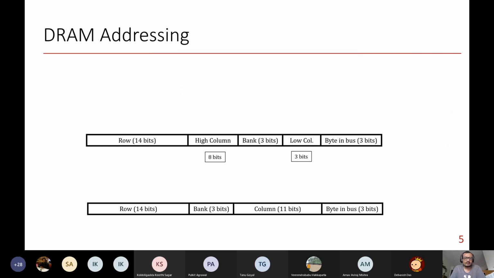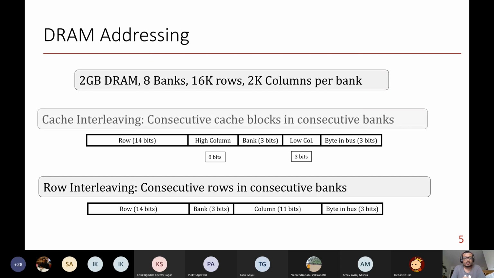Okay. So with that, what I will do is go through the notion of DRAM addressing again at a high level, because this is needed for both performance and security related work. So let me quickly show you what I want to explain here. It's a toy DRAM. Let's say you have a 2 GB DRAM, and the specifics are that your DRAM has 8 banks, 16,000 rows, and 2,000 columns per bank. Okay.